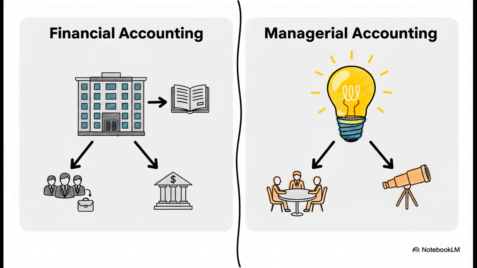Now, this language of business, it actually has a couple of different dialects. First, there's financial accounting. Think of this as the formal, polished speech you give to outsiders, investors, banks, the government. It has super strict rules, and it's all about reporting what's already happened. It's the official history book.